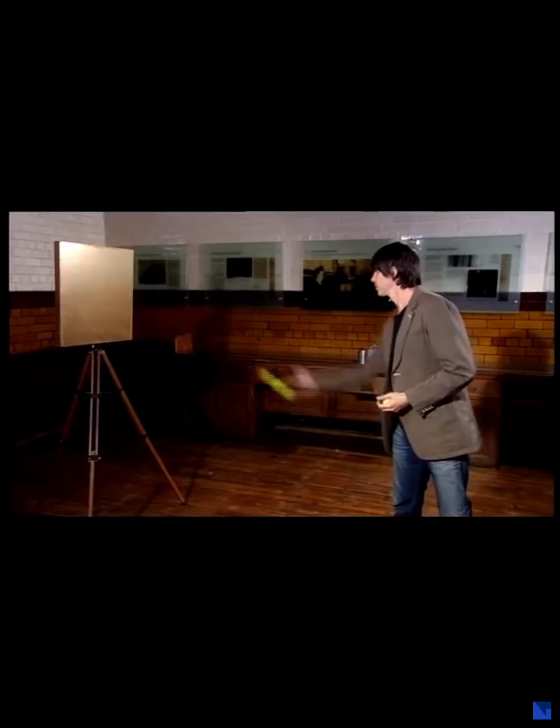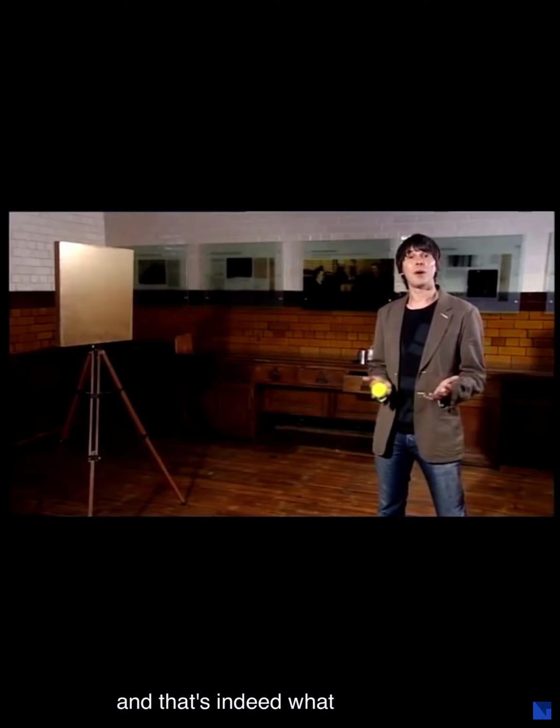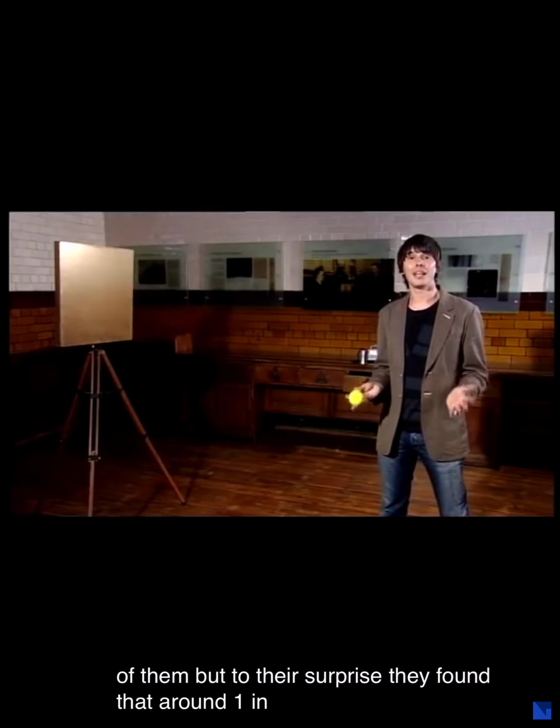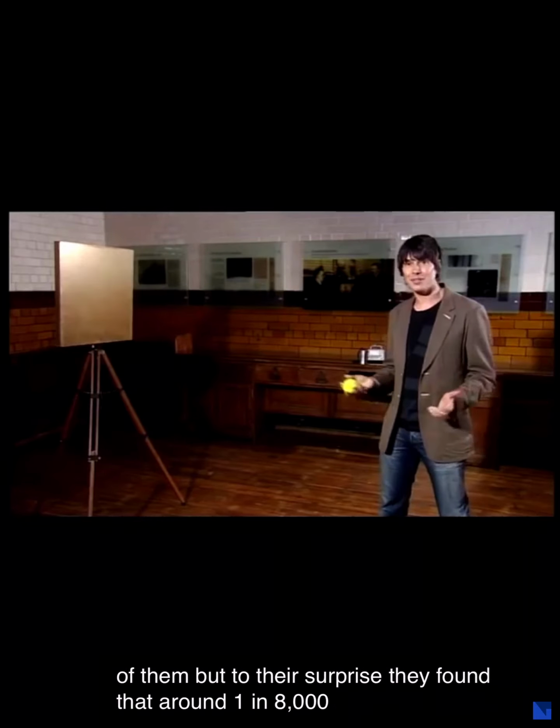Rutherford asked two of his students, Hans Geiger and Ernest Marsden, to fire some alpha particles at a piece of thin gold foil and see what happened. So imagine these tennis balls are the alpha particles. Now if the atom were, as Thomson had suggested, a kind of amorphous blob, then you'd expect the alpha particles to pass right through. And that's indeed what happened to most of them. But to their surprise, they found that around 1 in 8,000 bounced right back.